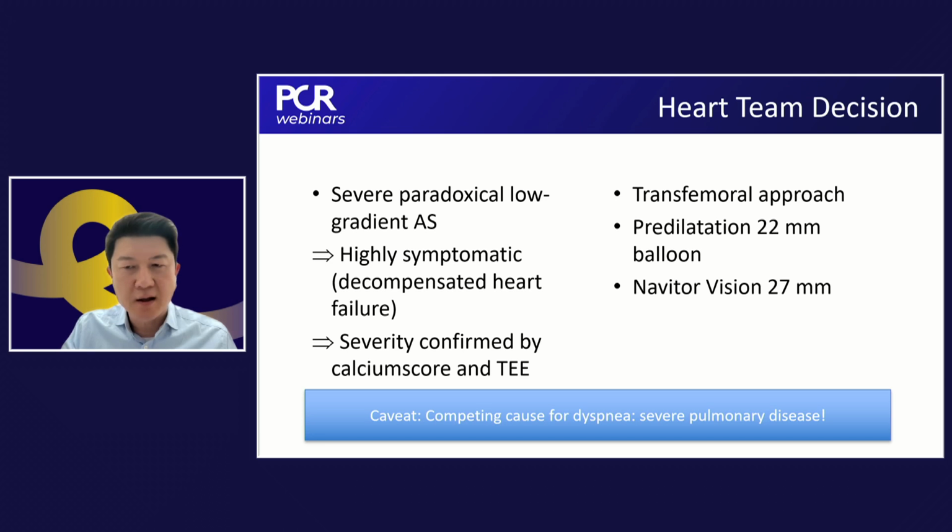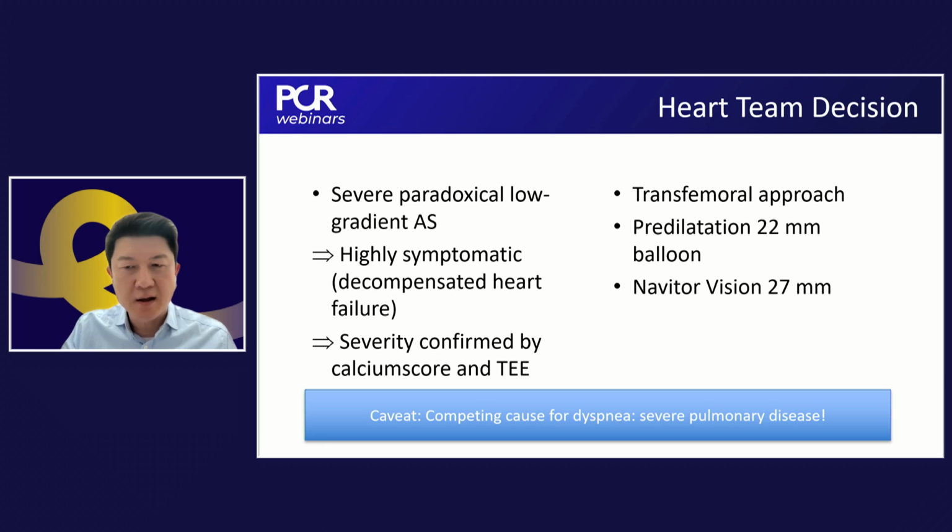Pre-dilatation with a 22 millimeter balloon. You will see the final result showing no relevant aortic regurgitation. Gradient was good. We had to do a post-dilatation, which rather speaks for severe aortic stenosis, right? So this is the outcome that we have with the patient.